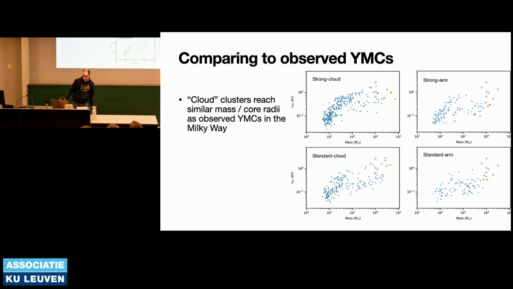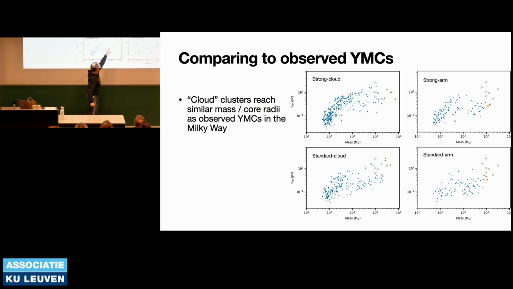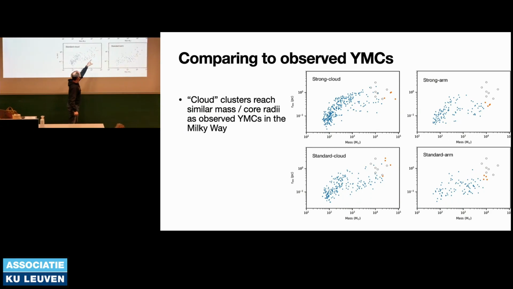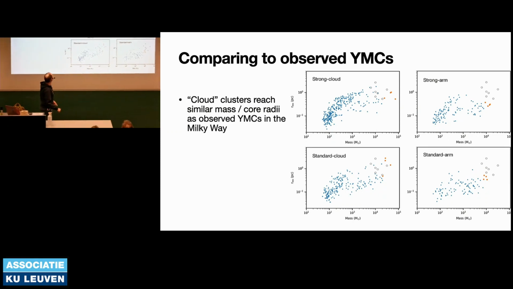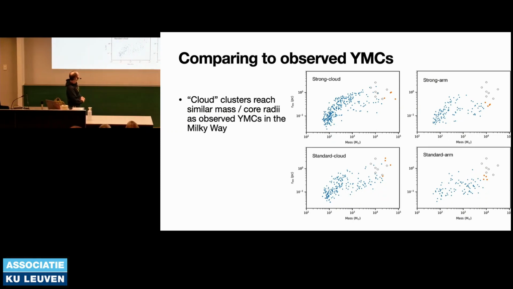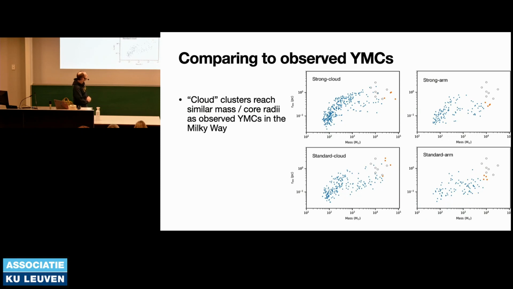We also compared these to observed young massive clusters. So these are data points from, well, I took them from Simon's review paper, but he got them from somewhere else, of course. These are the open circles. They are observed clusters. The orange ones are the clusters that we think are the most massive, so the ones that I showed in the previous plot. And the blue ones are all the other ones.